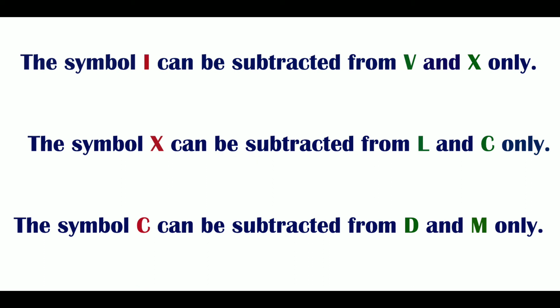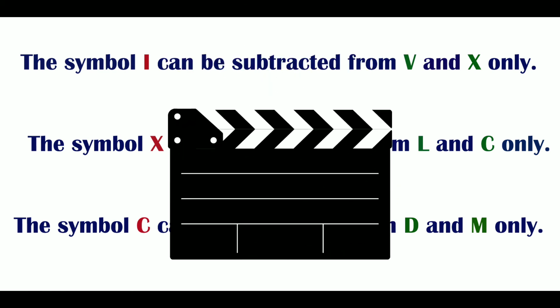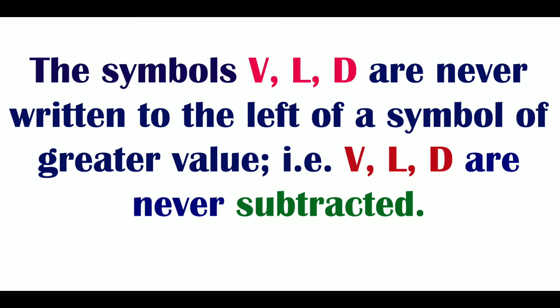The symbol I can be subtracted from V and X only. The symbol X can be subtracted from L and C only. The symbol C can be subtracted from D and M only. The symbols V, L, D are never written to the left of a symbol of greater value. That is, V, L, D are never subtracted.